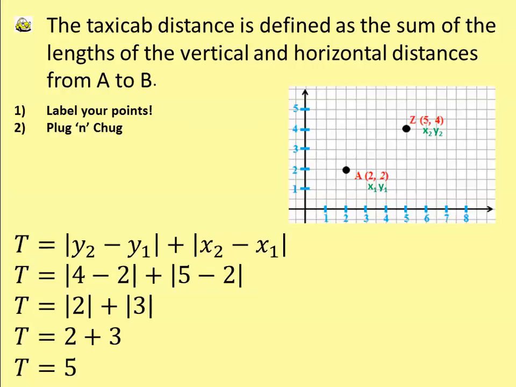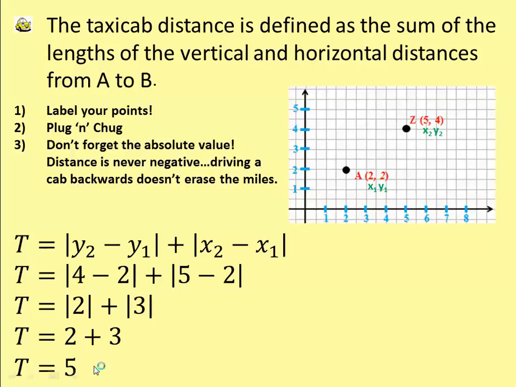Your next step is to plug and chug, which means this step right here where I go ahead and plug in 4 for y2, I plug in 2 for y1, I come over here and plug in a 5 for x2, and I plug in a 2 for x1. And then the chugging part is this right here, where t equals the absolute value of 2 plus the absolute value of 3, and t equals 2 plus 3, t equals 5. That's the chugging part.